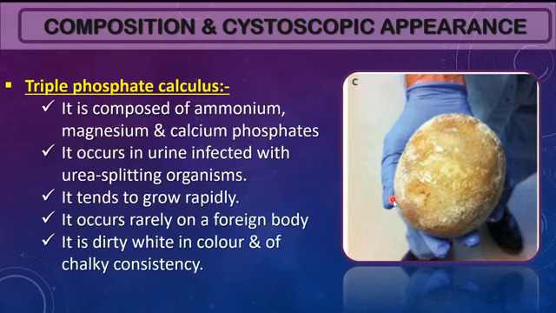Composition and cystoscopic appearance. The triple phosphate calculus is composed of ammonium, magnesium and calcium phosphates. It occurs in urine infected with urea-splitting organisms like Proteus, which split the urea to produce ammonia. It tends to grow rapidly. It occurs rarely on a foreign body. It is dirty white in color, chalky in consistency, and in most cases it is laminated.